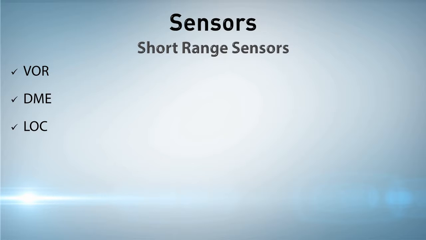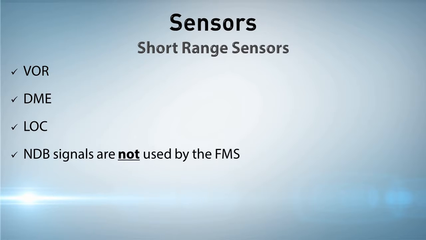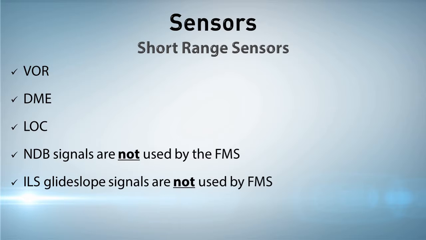While en route, the VOR will be used only as a last resort sensor and only for those VOR stations within 180 nautical miles. Note that NDB signals are not used by the FMS. However, as we will discuss later, that doesn't mean you can't fly an NDB approach. Nor does the FMS use glide slope signals generated by an ILS.